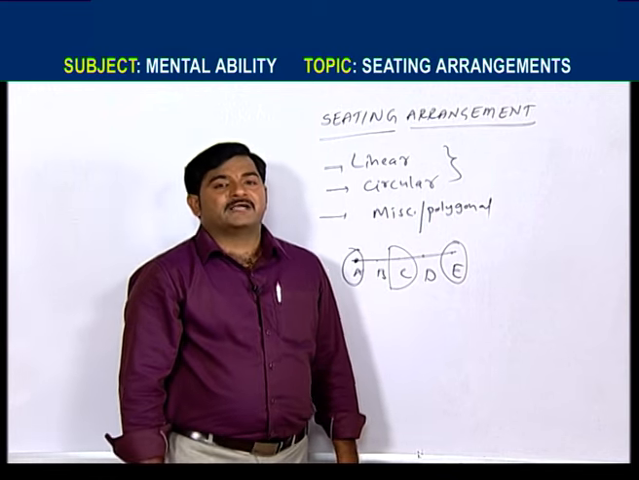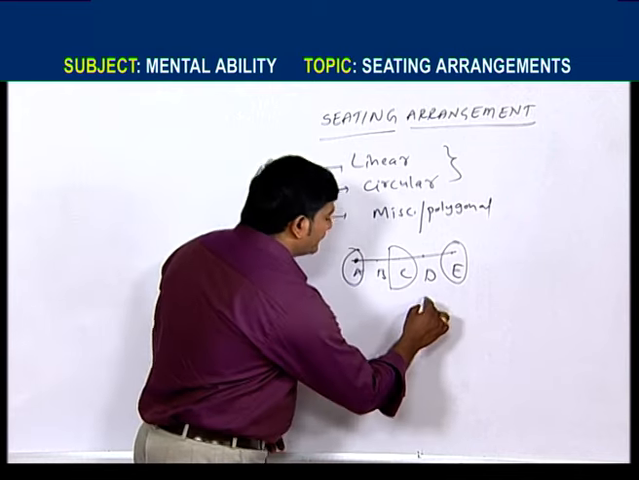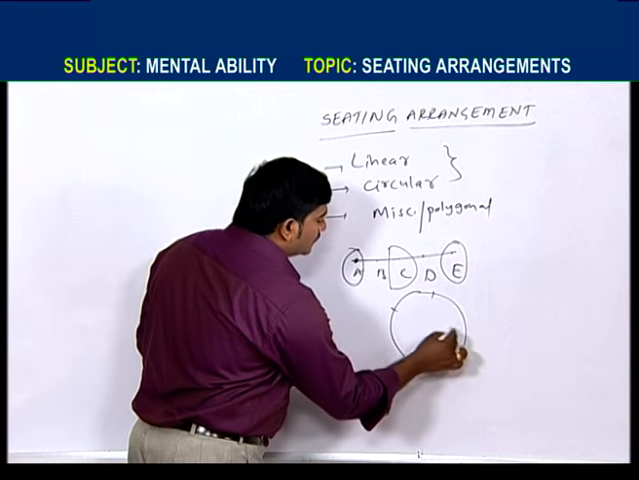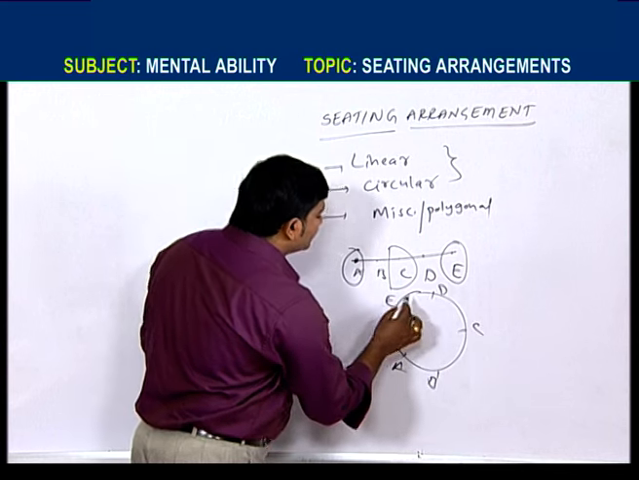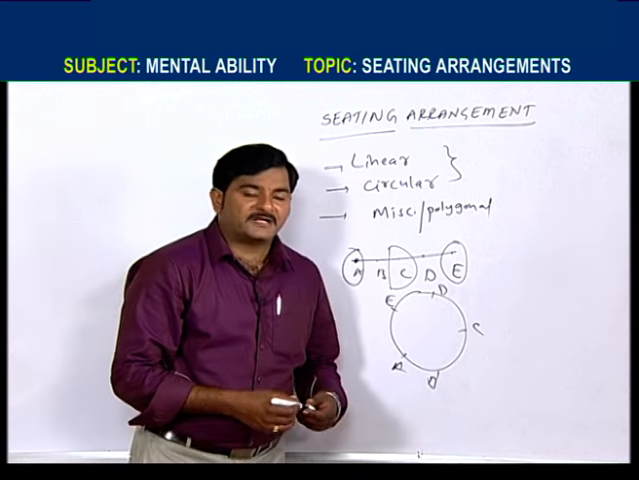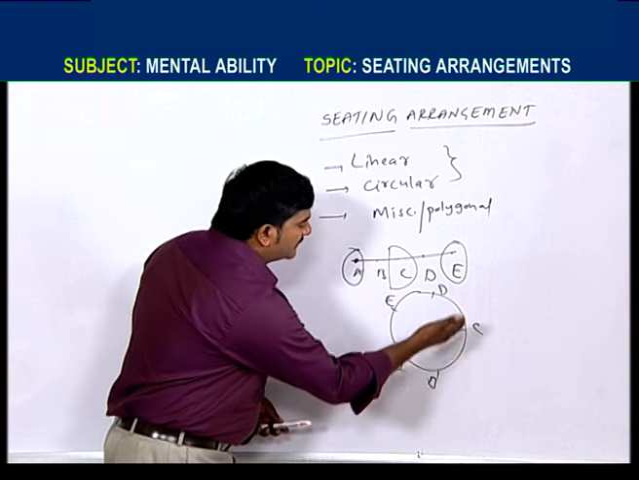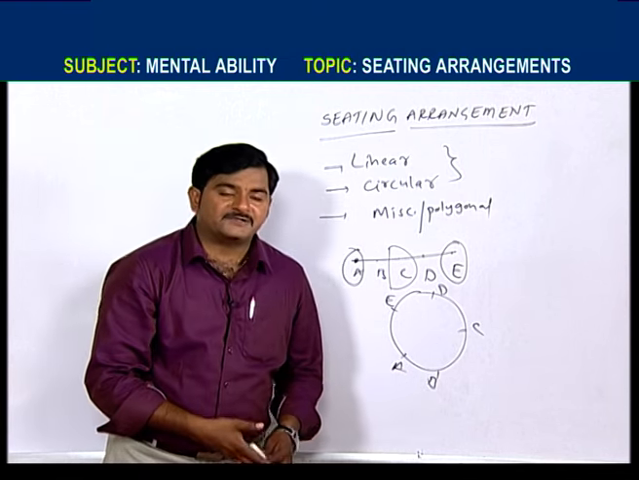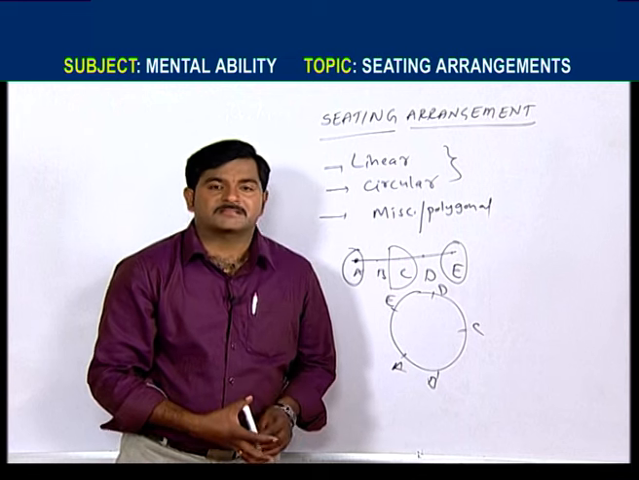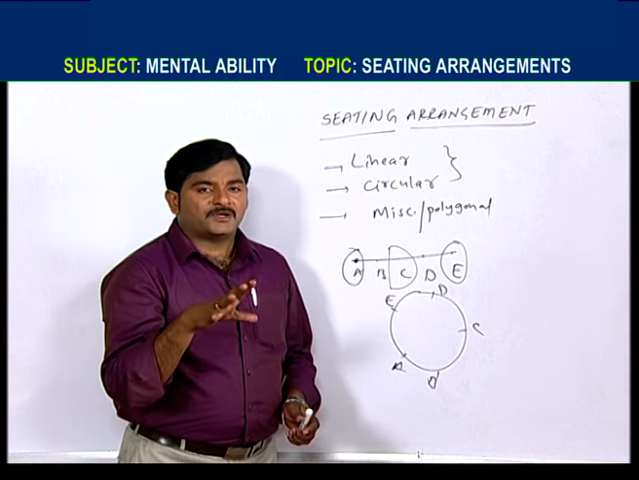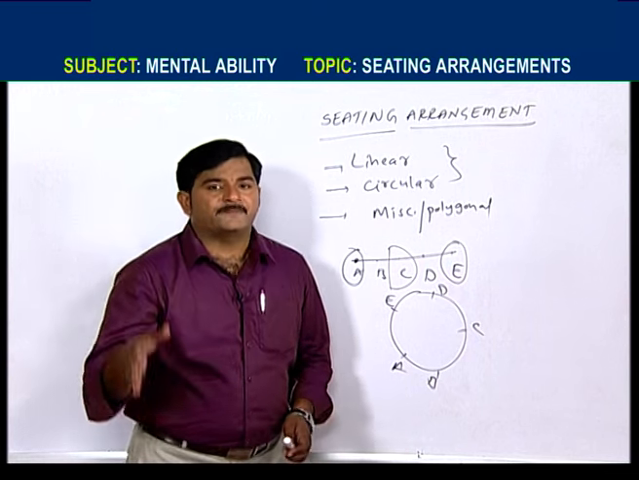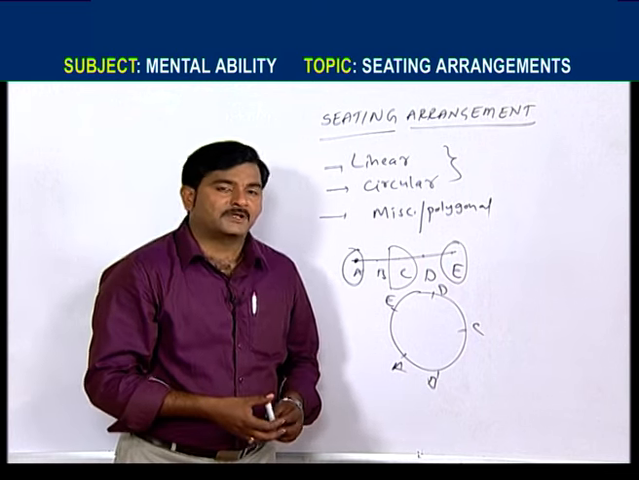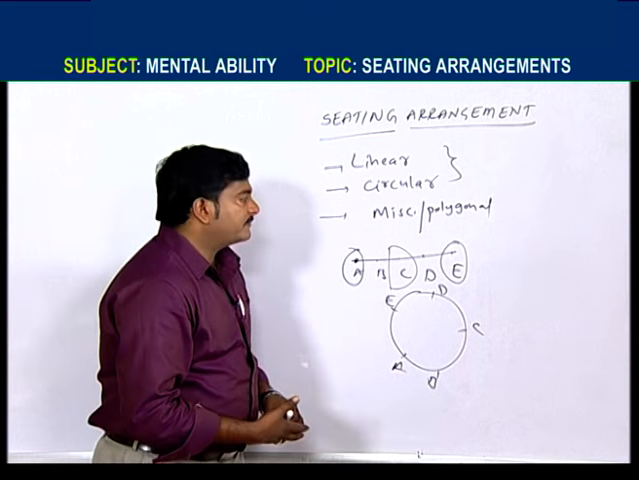But if it is the case of circular arrangement, if you arrange all these five, A, B, C, D, E, there is no starting point, there is no ending point. So any one object you can consider as the starting point. What does it mean? You have to fix any one object first. With respect to that object, we have to arrange all the remaining objects. Okay, so that is the main case.